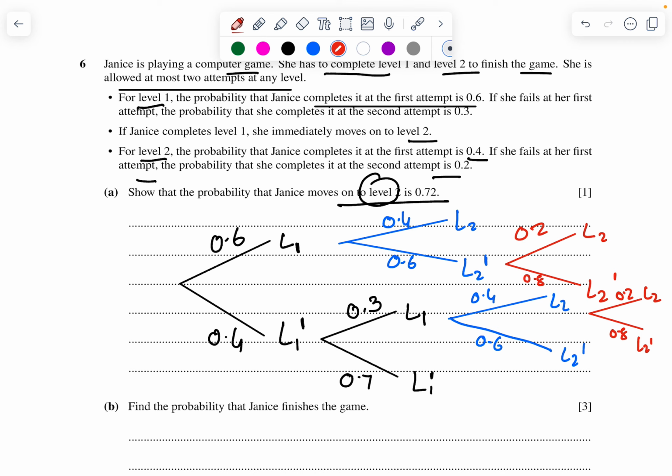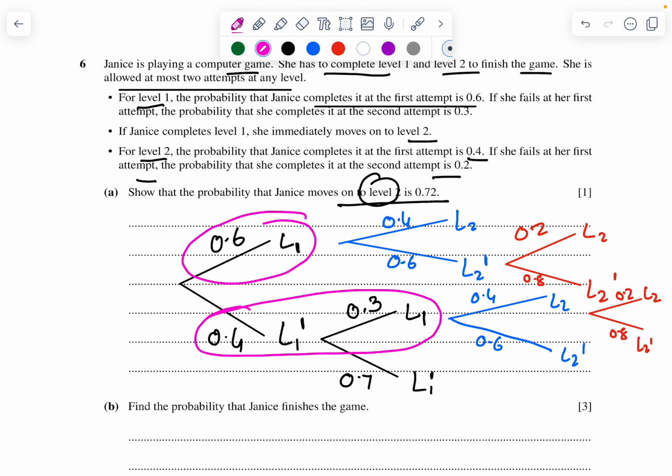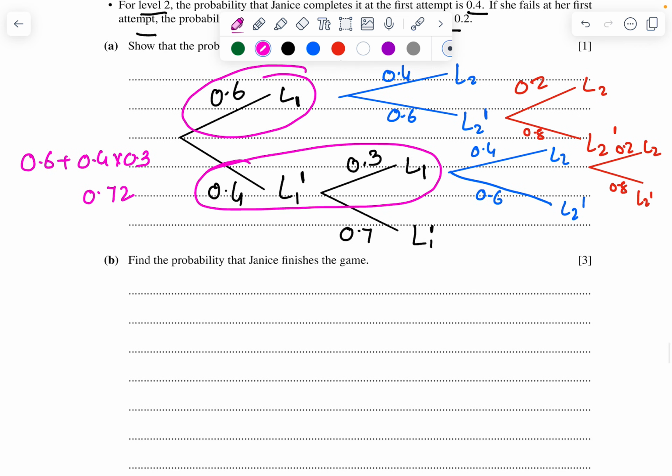This is the tree diagram. Show that the probability that she moves to level 2. When can she move to level 2? When she completes level 1, which is 0.6, or she goes to level 2 by the other route. So it is 0.6 plus 0.4 times 0.3, which is 0.72. Now, find the probability that she finishes the game.